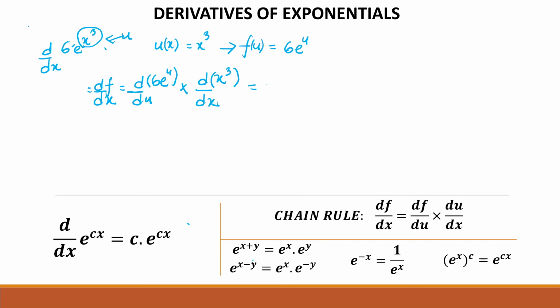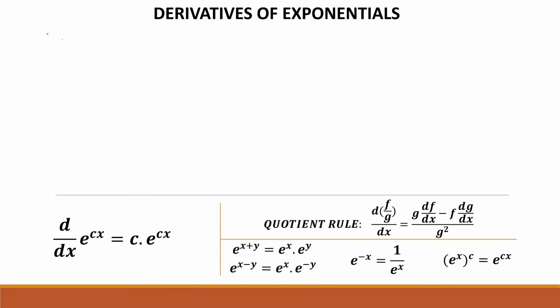So the derivative of the first term 6e to the power u would be our constant 6, and e to the power u would be e to the power u, times the derivative of x cubed, which is 3x to the power 3 minus 1. So this equals 6 e to the power u times 3x squared. Simplifying that and then substituting the value of u, we get 6 times 3, 18 e to the power x cubed times x squared.